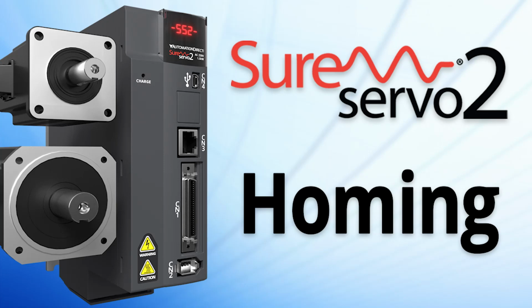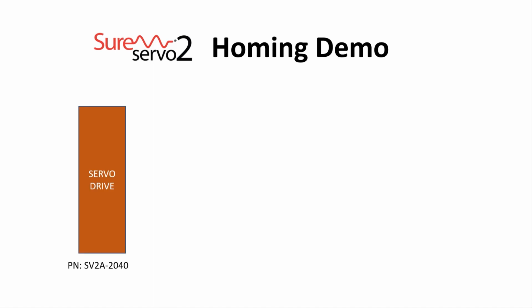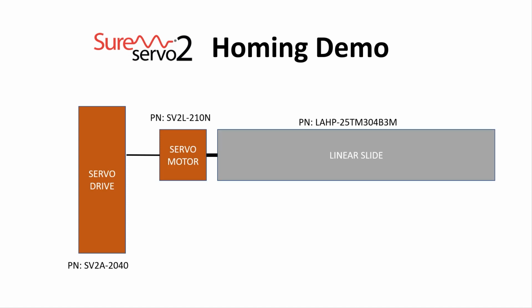The SureServo 2 has a bunch of different homing modes, which can be a little intimidating. But once you see the basics, it all falls into place. So in this video, we'll do a quick example using this SureServo 2 drive connected to this SureServo 2 motor, which I attached to this linear slide with these proximity switches that we use for travel limits.